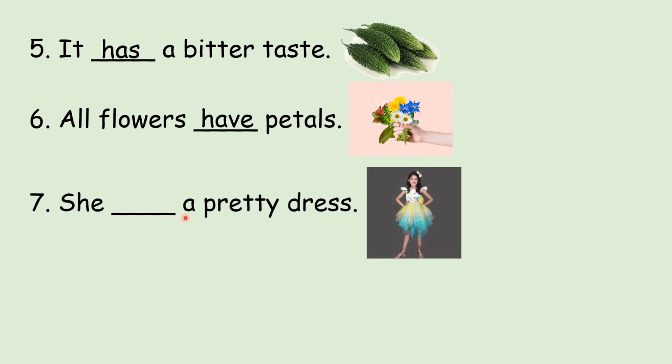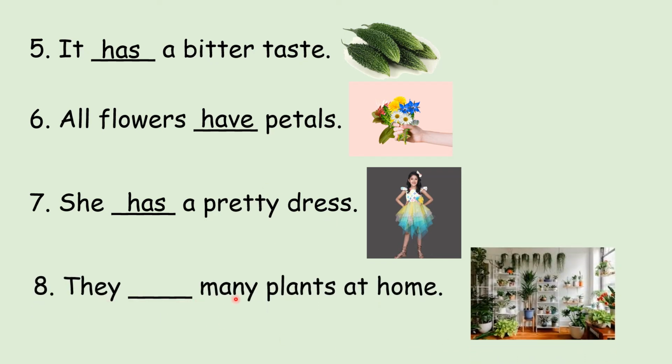She dash a pretty dress. Whom are we talking about? She. She means only one. So which word will you use? Has or have? Has. She has a pretty dress.